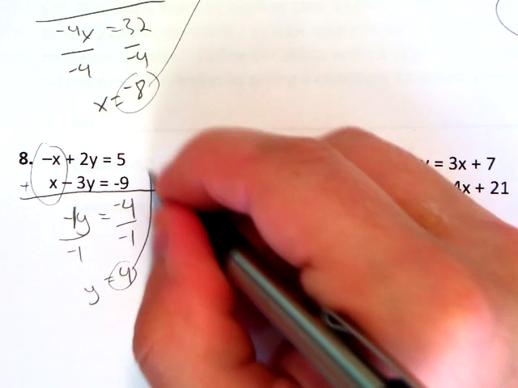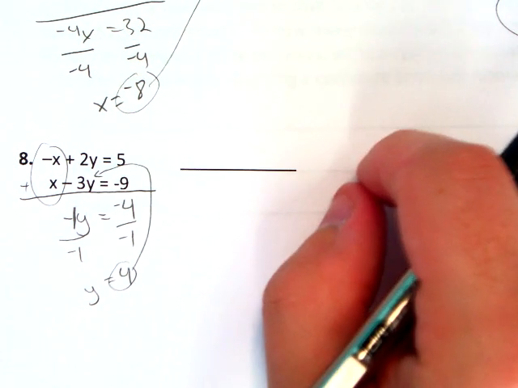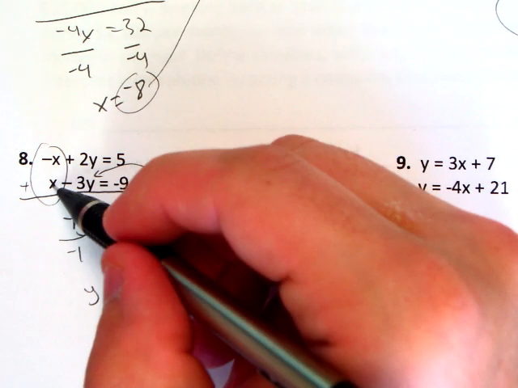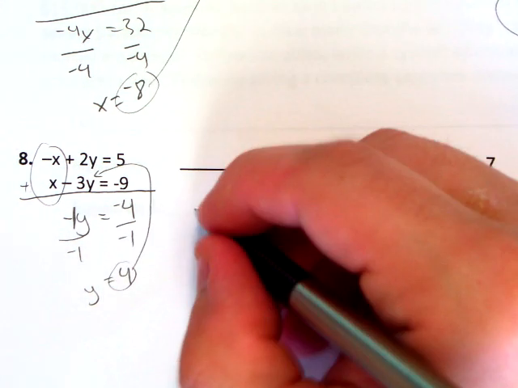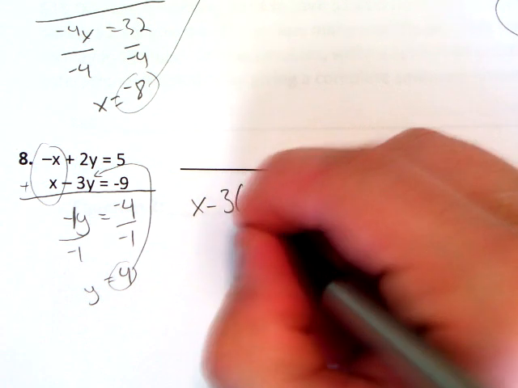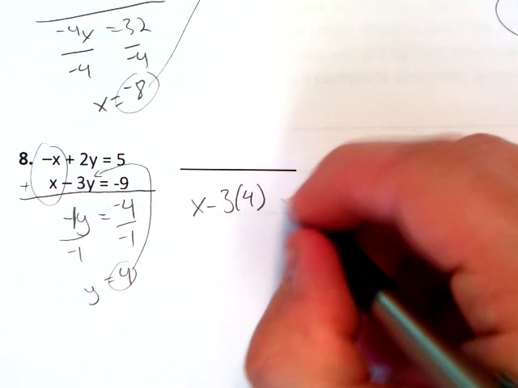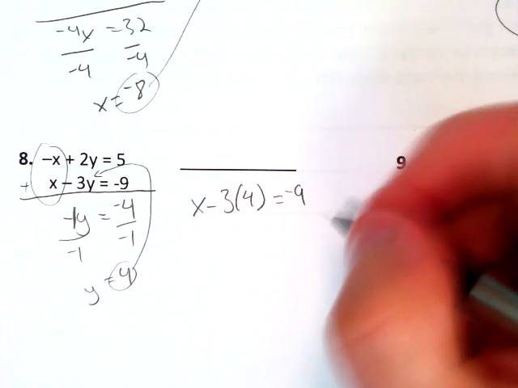I'm going to take this and put it right here. The reason why I want to put it in this one is because I want to know what x is, and this is negative x, so it'd be one extra step. So I now have x minus 3y, but y is 4. And that equals negative 9.